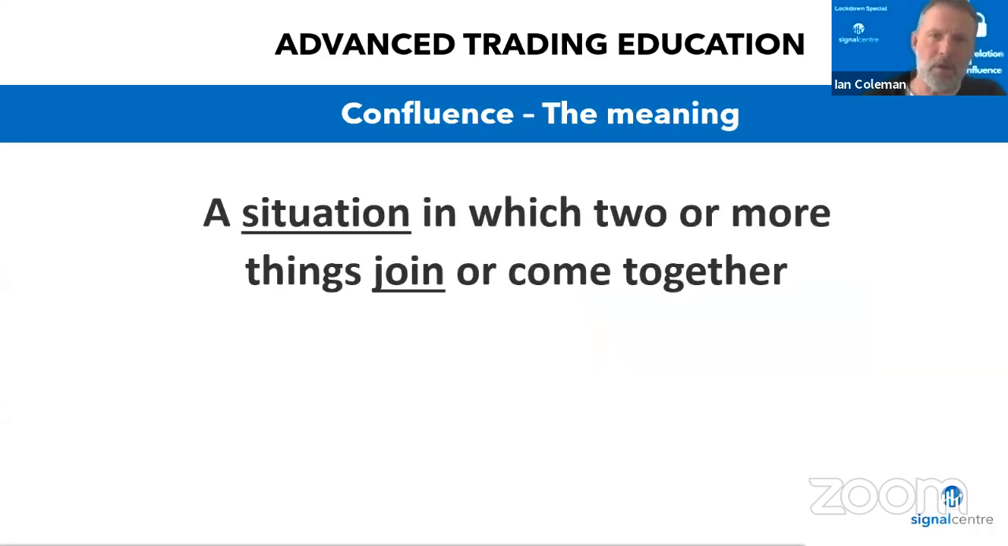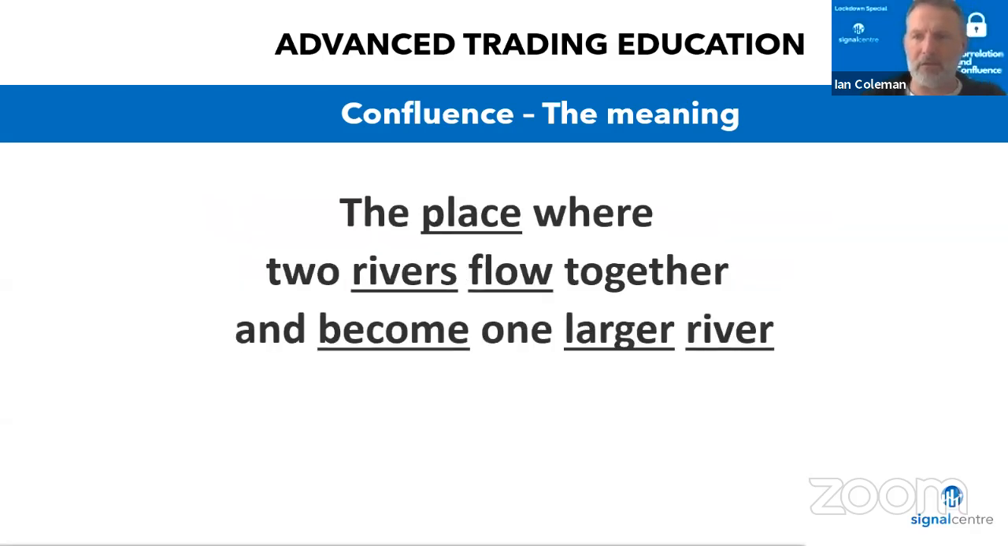So confluence, what is the meaning of confluence? It's a situation in which two or more things join or come together. Now in the Cambridge Dictionary, it actually says the place where two rivers flow together and become a larger river. Now that to me basically means that you've got two small factors, and when they come together they get more power, and it's a greater idea, if you like. So the two small rivers join together and become stronger.